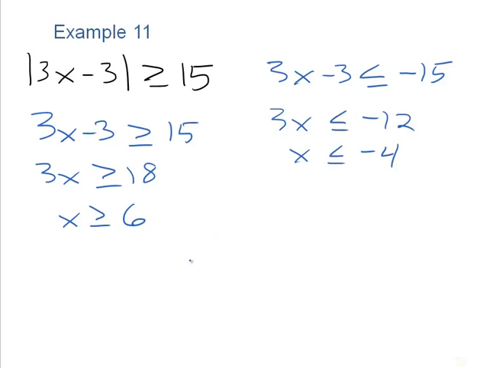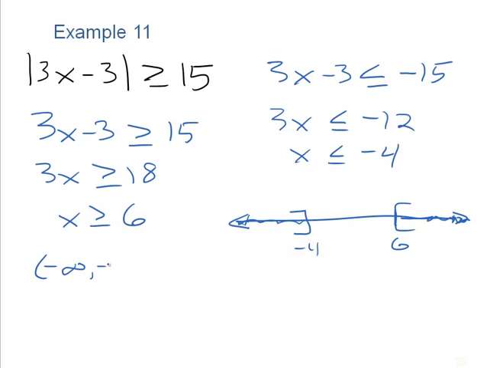So that's one of those two-piece ones, right? Where you've got -4, everything in that direction, and then 6, everything in that direction. So you have to write this as a union: -infinity to -4 square bracket, union square bracket 6 to infinity. Okay? It doesn't matter how complicated they get, the rules are still the same.